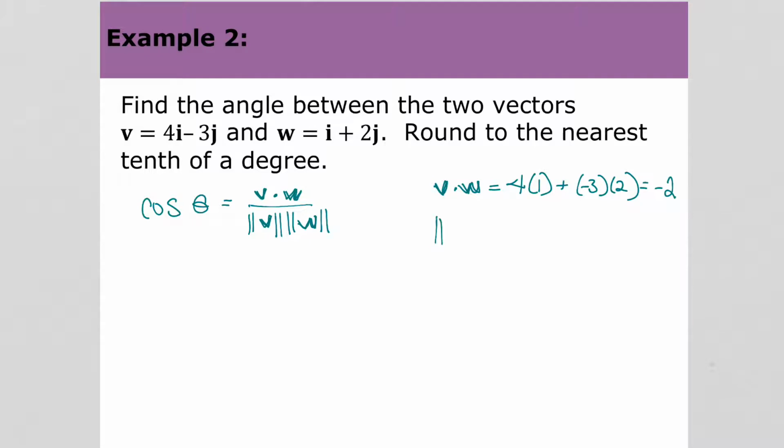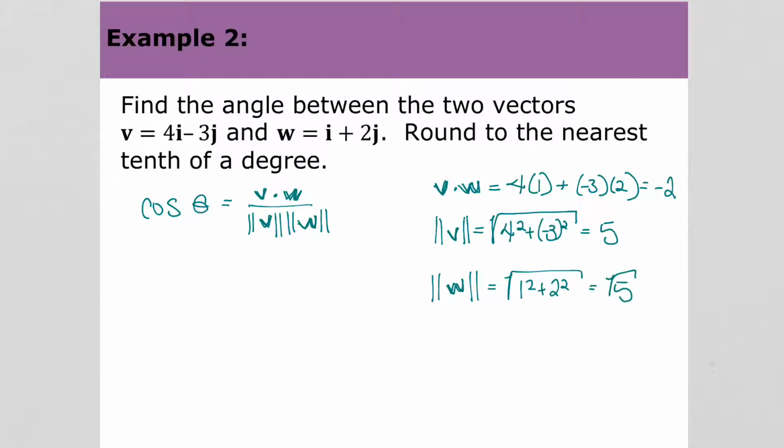And then the magnitude of v would be the square root of 4 squared plus negative 3 squared. And that gives us 5. And the magnitude of w would be the square root of 1 squared plus 2 squared, or the square root of 5.